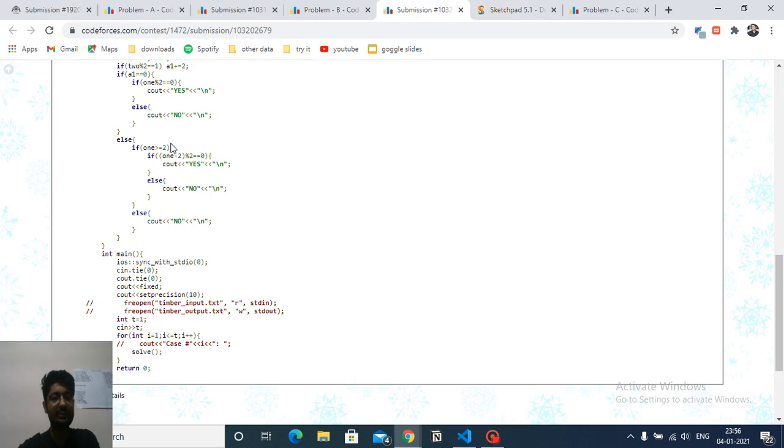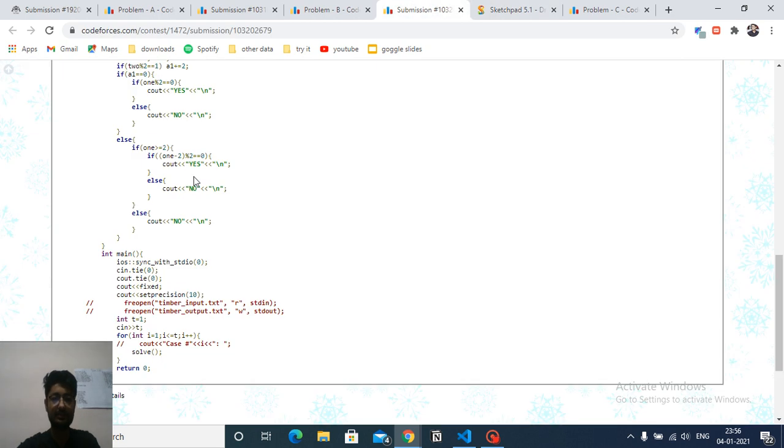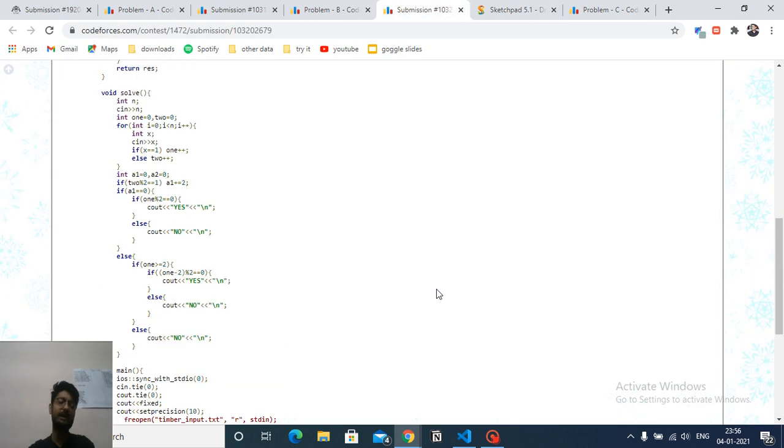So if it is greater than or equal to 2, then I have to think about how many candies there are of type 1. If that count minus 2 is divisible by 2, it means it should be even, which I've told you here. If it is even, then the answer is obviously yes, otherwise the answer is no. And you just have to think over the cases. It's very simple to implement also.